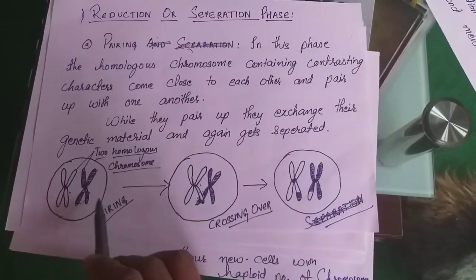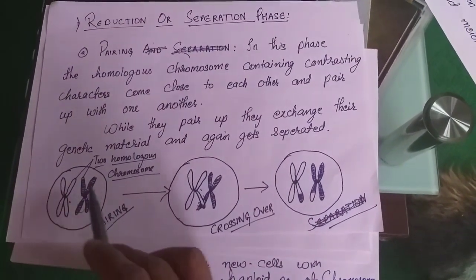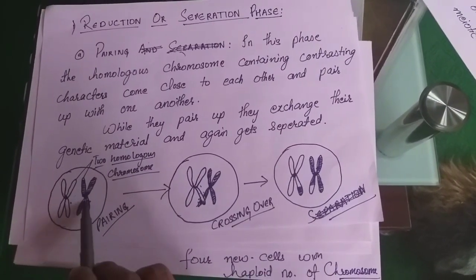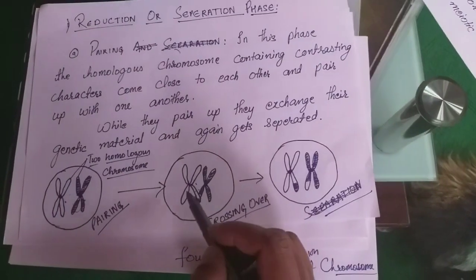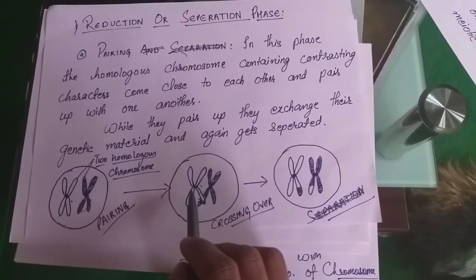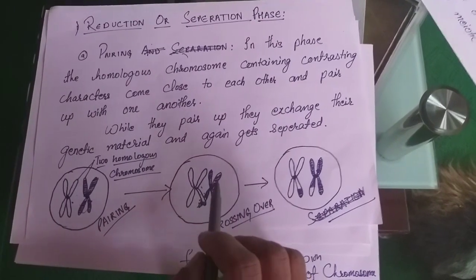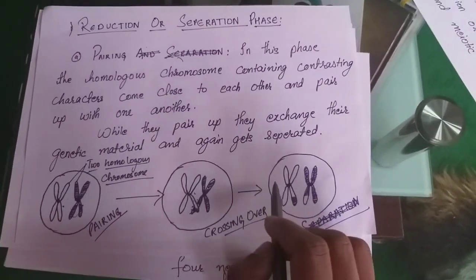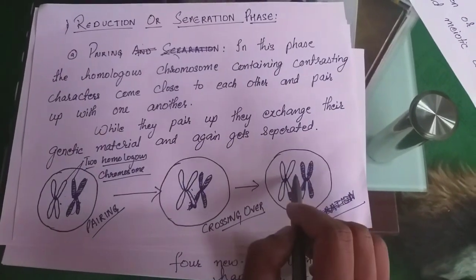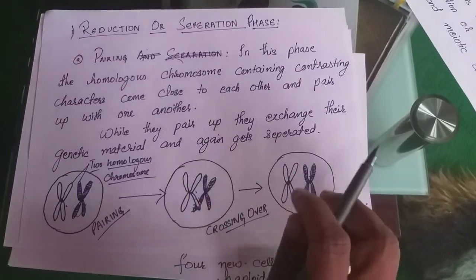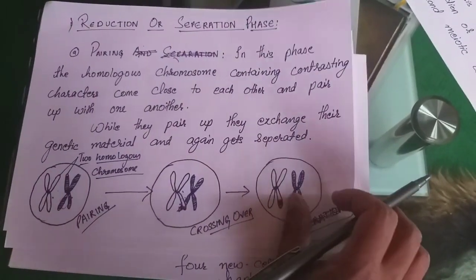So this phase is known as the pairing phase, in which the two homologous chromosomes come close to each other. And the next one is crossing over, where the two arms of the homologous chromosomes cross over one another and exchange their genetic material, and again they get separated into individual chromosomes. But in this case, they have already exchanged their genetic material.